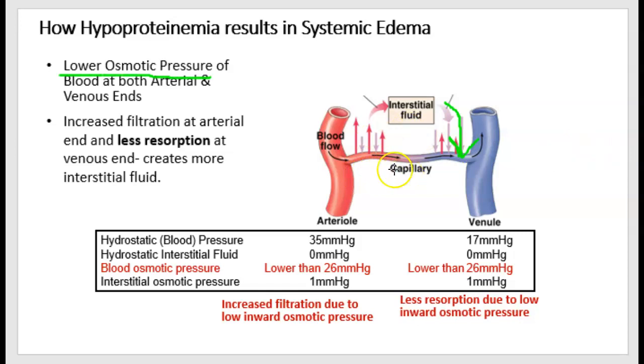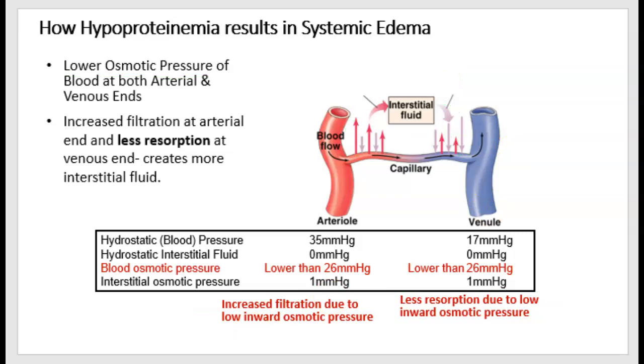It also, the osmotic pressure also reduces how much fluid is net filtered out, but it's really at the venous end that this is the most important region. So you will have a little bit of increased filtration, but mostly you have less reabsorption of water, and so you end up with systemic edema.